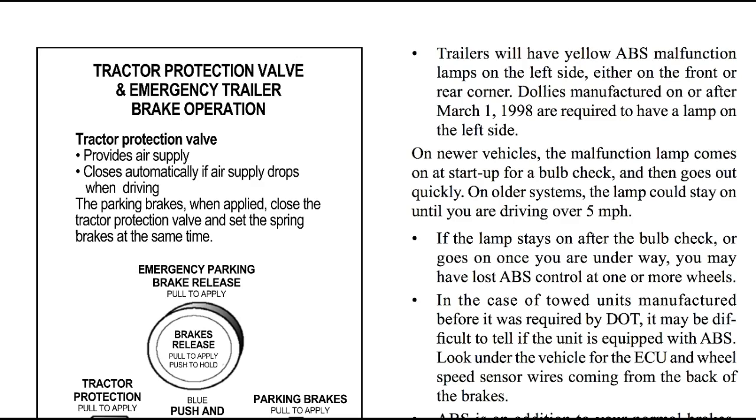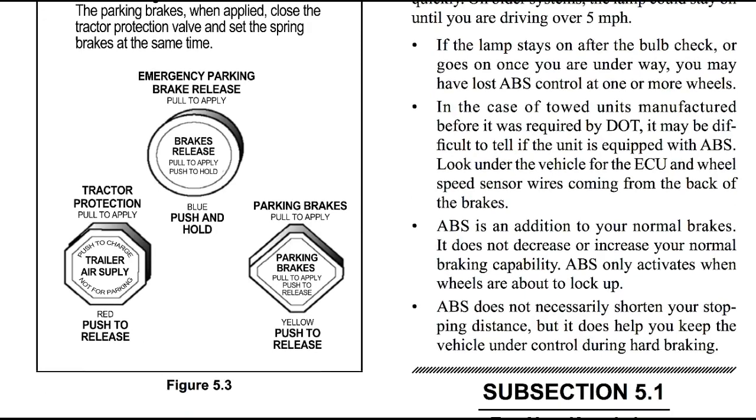On newer vehicles, the malfunction lamp comes on at startup for a bulb check and then goes out quickly. On older systems, the lamp could stay on until you are driving over 5 miles per hour. If the lamp stays on after the bulb check or goes on once you are underway, you may have lost your ABS control at one or more wheels. In the case of towed units manufactured before it was required by the DOT, it may be difficult to tell if the unit is equipped with ABS. So look under the vehicle for the ECU and wheel speed sensor wires coming from the back of the brakes.